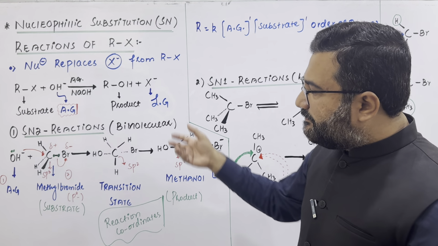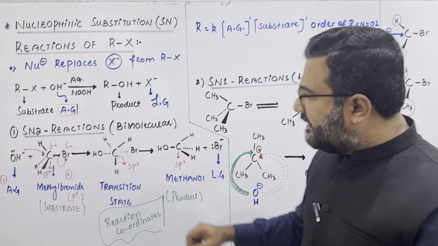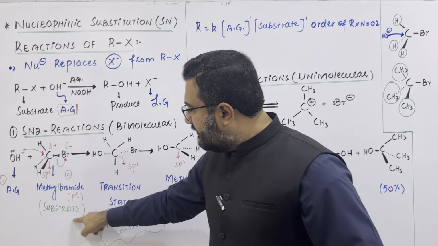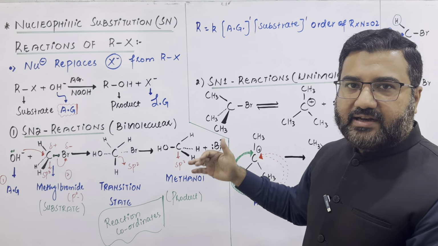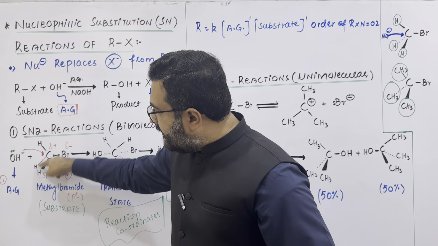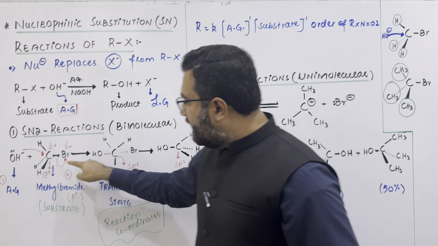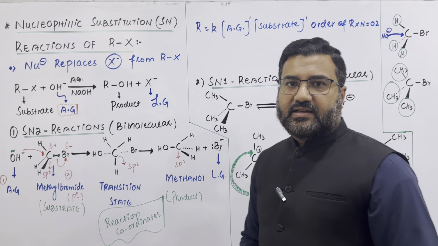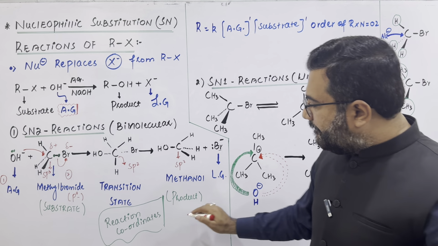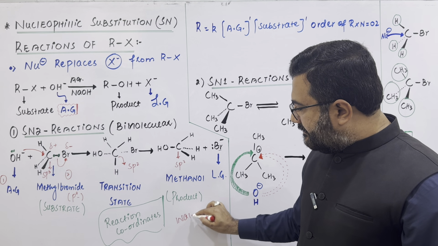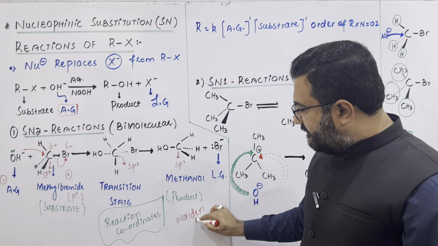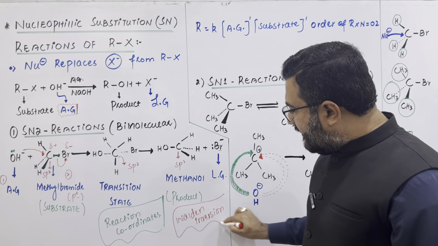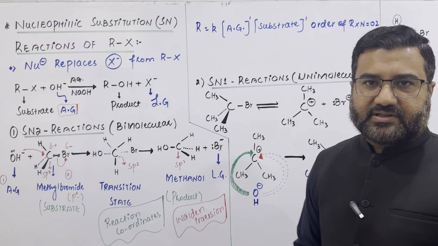Now, my dear students, because of this attack from the opposite side, you can see that the configuration of the substrate and that of the product are inverted. The position of hydrogens and the nucleophile is inverted in the product as compared to the substrate. This inversion is called the Walden inversion. This is called Walden inversion of configuration.